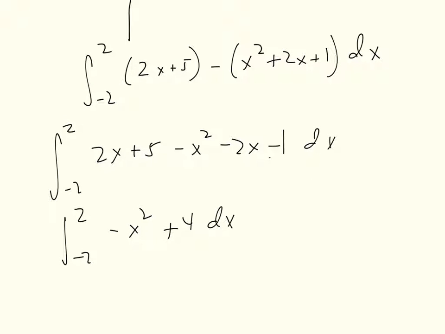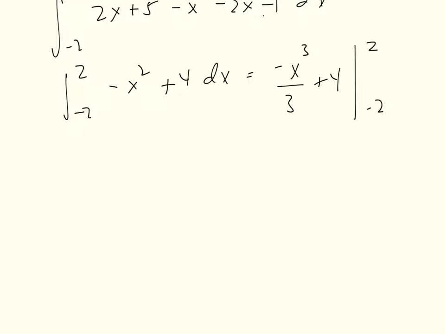Okay, so I took a moment, I distributed the negative to each term, and we're left with 2x plus 5 minus x squared minus 2x minus 1. If we combine some like terms, the negative x squared stays, 2x minus 2x cancels, and 5 minus 1 becomes 4. We're now going to integrate, and again, that's our power rule for integration. And then we're going to evaluate it at 2 and negative 2.